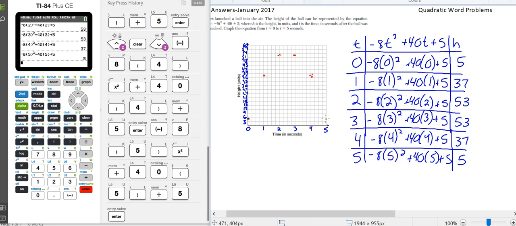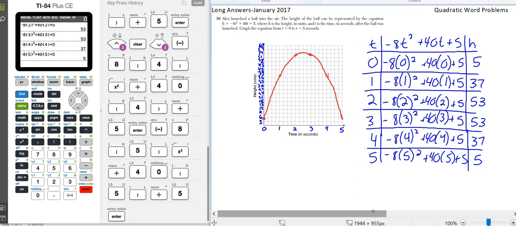Let's connect the points to make a parabola. And this is the graph of the parabola of the ball that Alex launched from time t is equal to 0 seconds until time t is equal to 5 seconds.